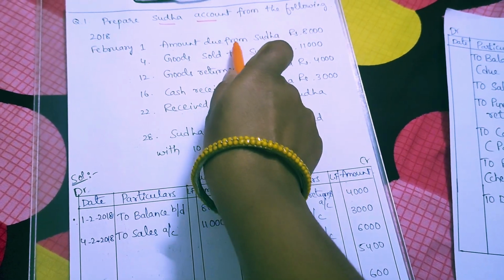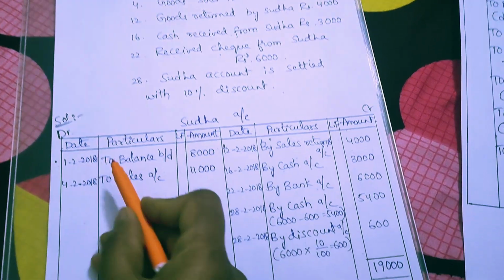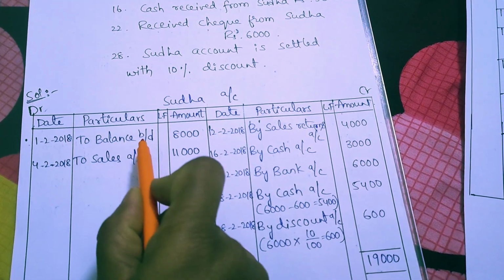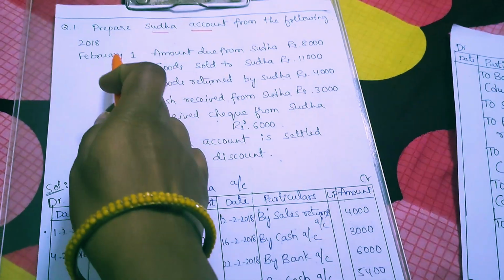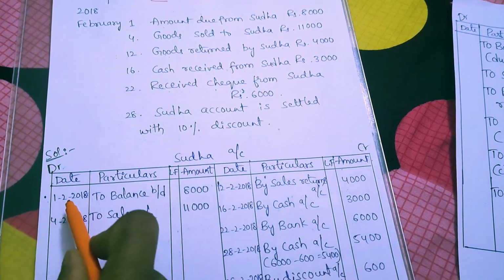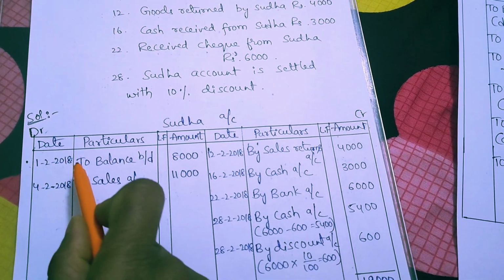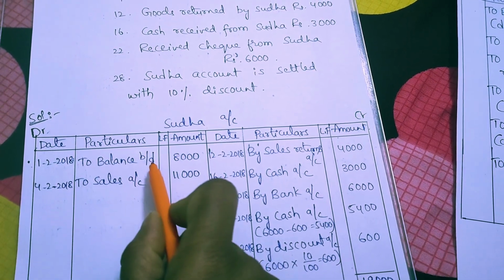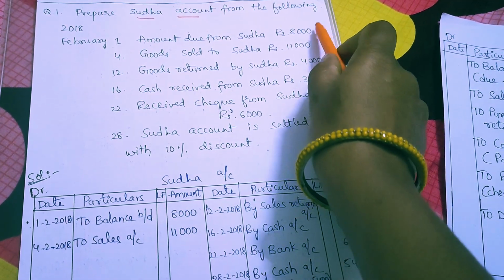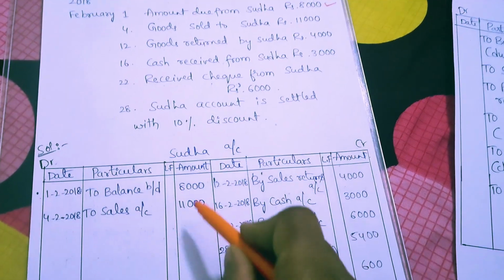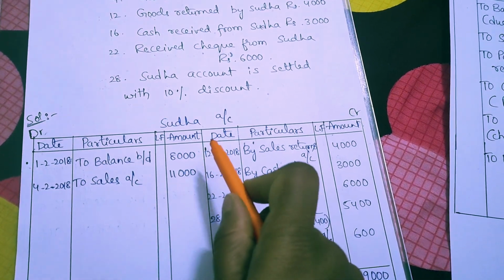Due from, so we should write on the debit side. So I recorded on the debit side: To balance brought down. Date column, same date, February 1st, 2018, 1-2-2018. To balance brought down. Amount, whatever amount they have given here, same amount we should write: 8,000. So 8,000 is recorded here.